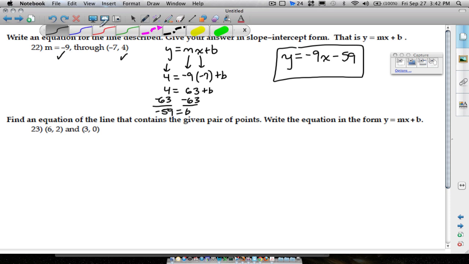Now 23, a slightly different approach. We're still going to find an equation of a line. So we want to use y equals mx plus b. But the problem is we're missing a little bit of information.